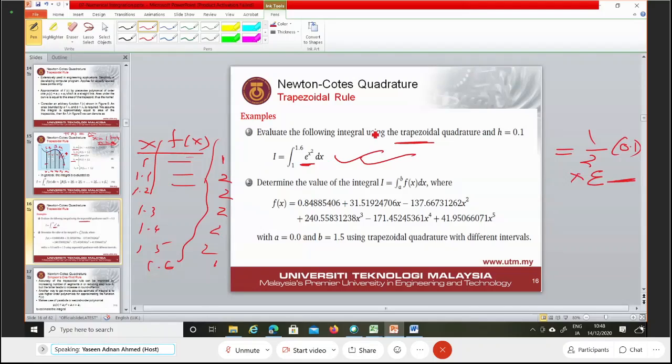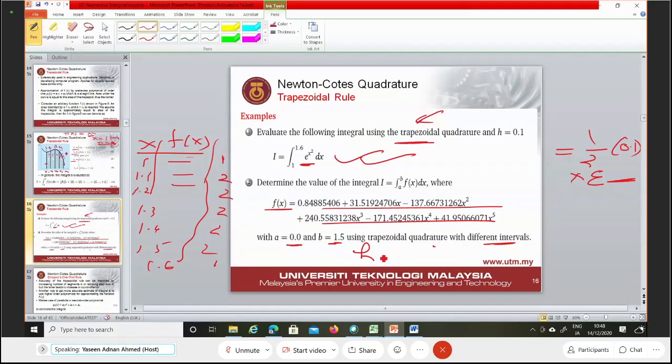You try to solve it by yourself and give me the feedback using the trapezoidal rule, and also try to solve it analytically using your calculator and try to get the error. Determine this one. So here the function is very big. The relationship is given. It should be okay. It is a polynomial. So your a and b are given, using trapezoidal quadrature with different intervals. So they ask you to try different intervals.